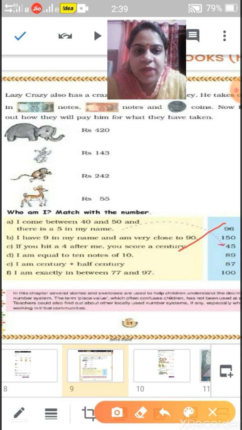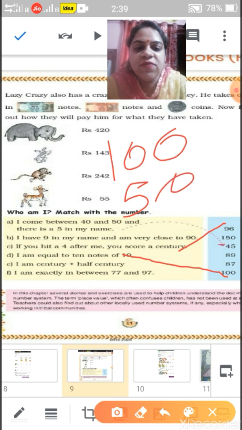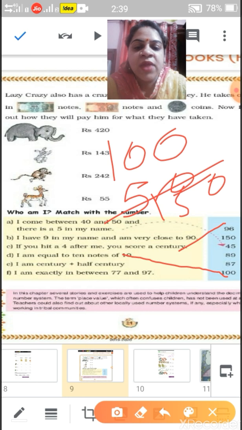I am equal to 10 notes of 10. 10 into 10, that will be 100. I am century plus half century. I told you for a century we are using 100 and for half century we are using 50. So it will become 150. So your answer is, I am century plus half century, that is 150.